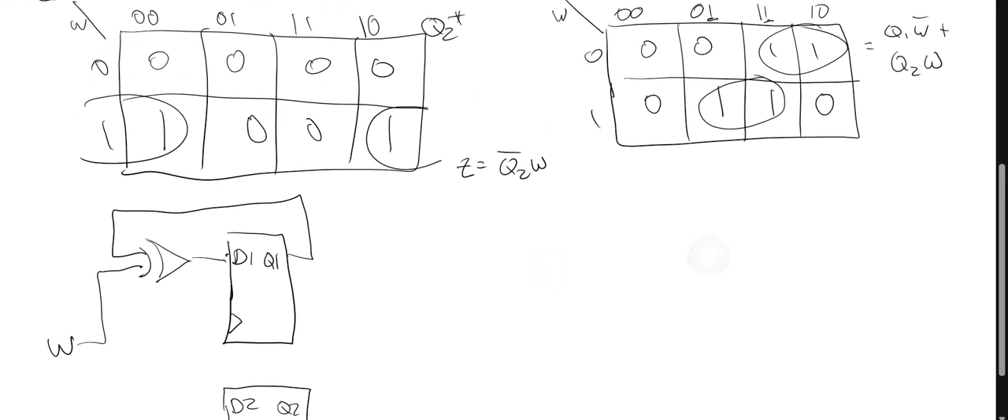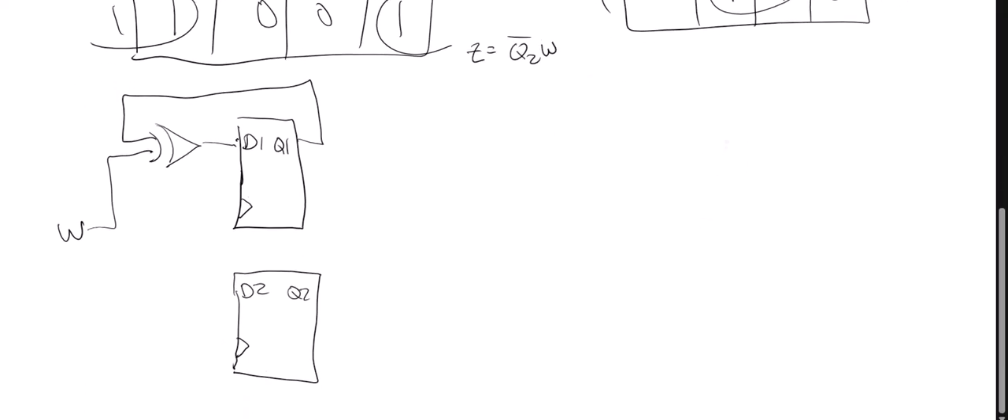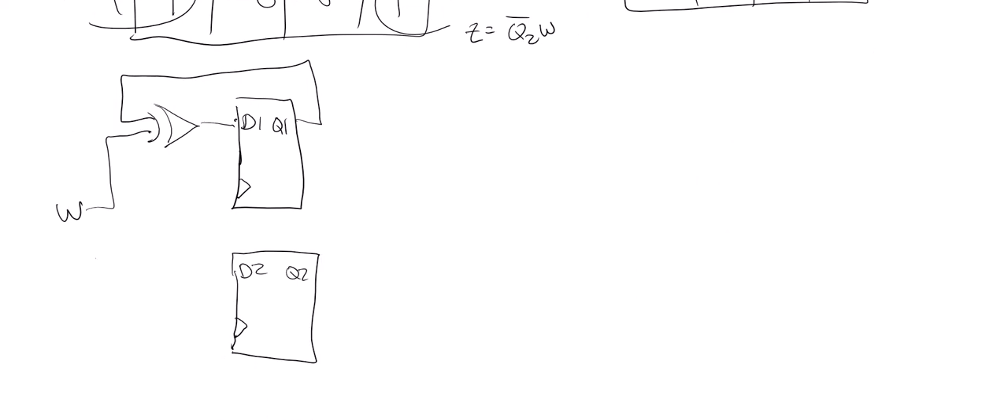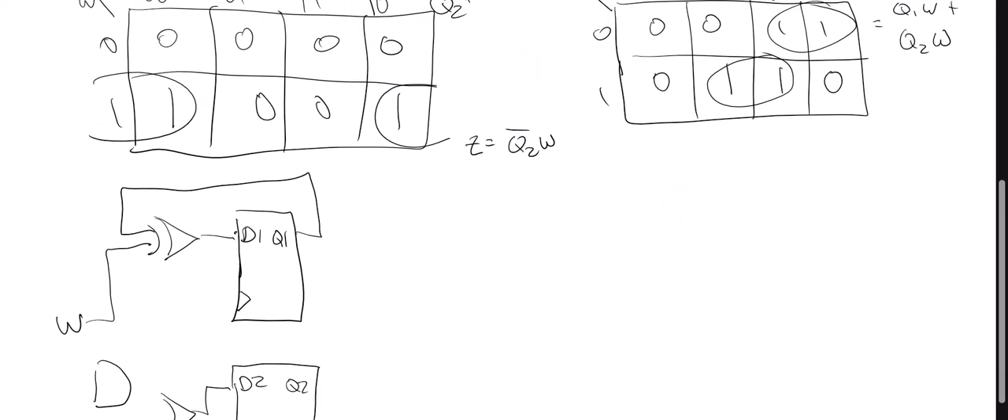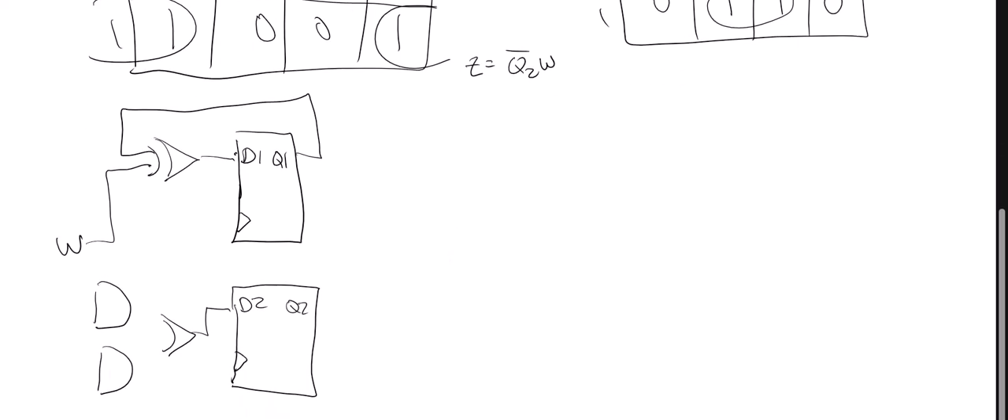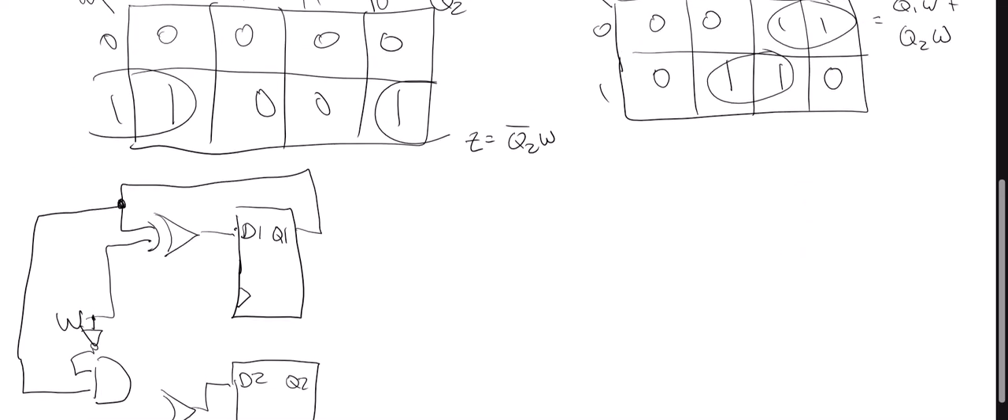Q2 star was Q1 W bar or Q2 W. So I've got an AND with an OR. So it was Q1 W bar. So here's my Q1, and W bar. So put a little NOT gate in there. And the other one was Q2 W.